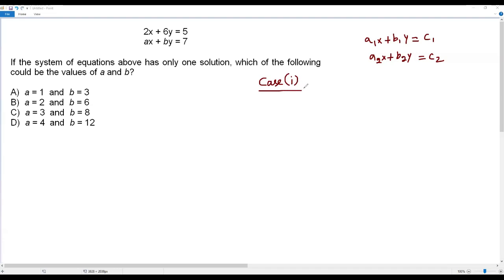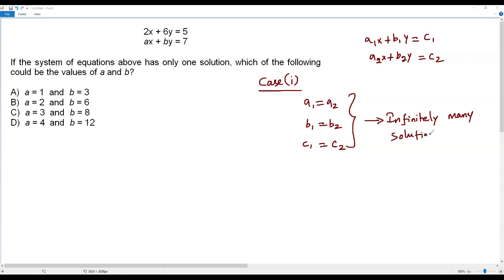In the first case, I am saying that the coefficients of x are equal, that is a1 and a2 are equal, and also the coefficients of y are equal, that is b1 equals b2, and also the constant terms are equal, that is c1 equals c2. So when we have a system of two linear equations in standard form, if the coefficients of x are equal, coefficients of y are equal, and the constant terms are also equal, then the given system has infinitely many solutions. Let me write that over here. Infinitely many solutions. Okay, so in this case the given system has infinitely many solutions.